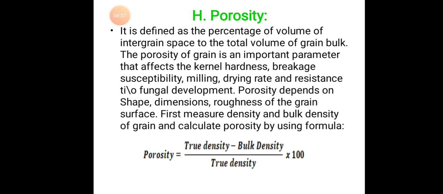Porosity: it is defined as the percentage of volume of intergrain space to the total volume of grain bulk. The porosity of grain is an important parameter that affects the kernel hardness, breakage susceptibility, milling, drying rate, and resistance to fungal development. Porosity depends on shape, dimensions, and roughness of the grain surface. First, measure true density and bulk density of grain and calculate porosity by using the formula. Porosity is equal to true density minus bulk density, divided by true density, into 100.